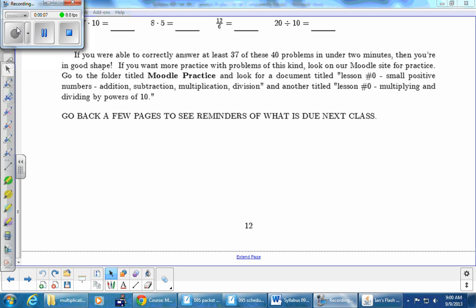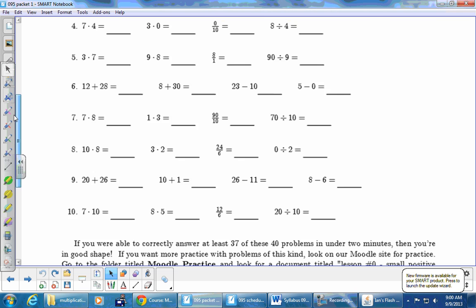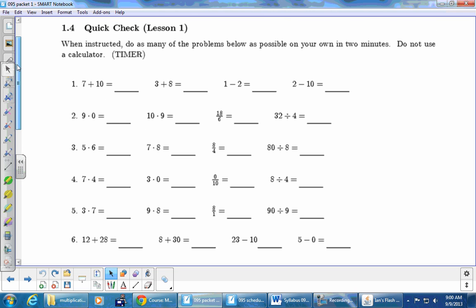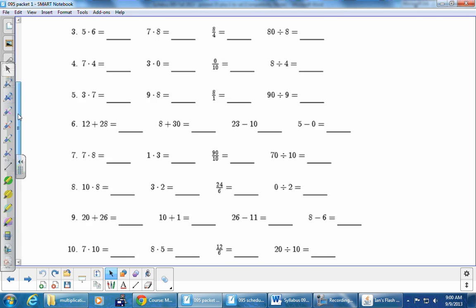So here at the bottom of page 12 in the big blue packet, it talks about where to go if you want more practice. And so in this section, this is where we had that quick check where we just did some arithmetic stuff. This was the very end of the first class, and we had these 40 problems, and I timed you and gave you only 2 minutes.